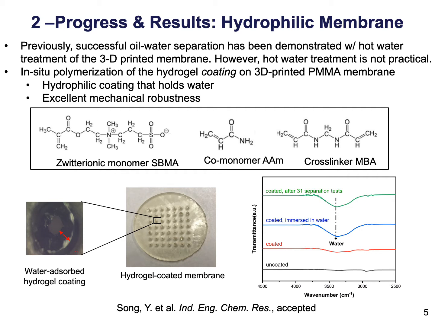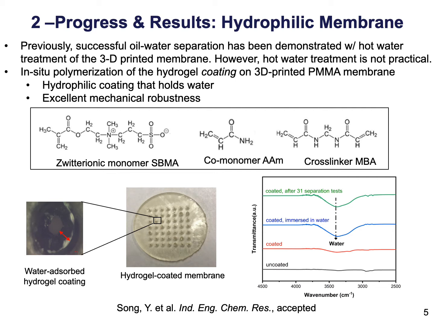MBA as a crosslinker. Our approach is to dip a 3D printed plastic membrane into the hydrogel solution and pull it out, and then place it under UV light where the hydrogel is in situ polymerized and attached onto the plastic membrane. Once the hydrogel completely solidified, the coated membrane was immersed in water. This allows the hydrogel to absorb water.